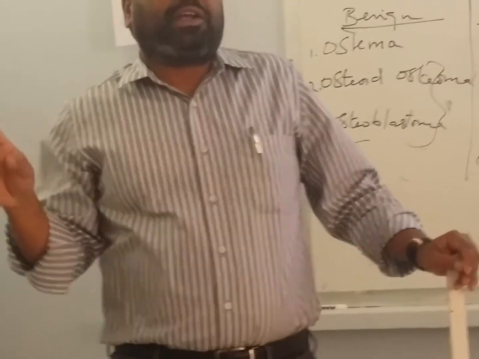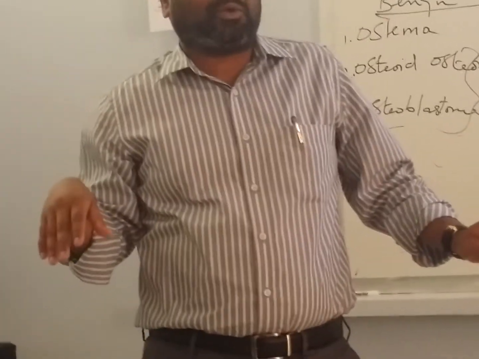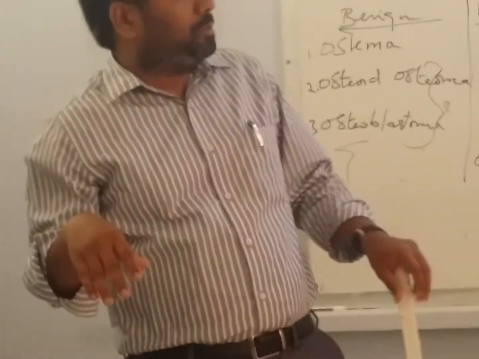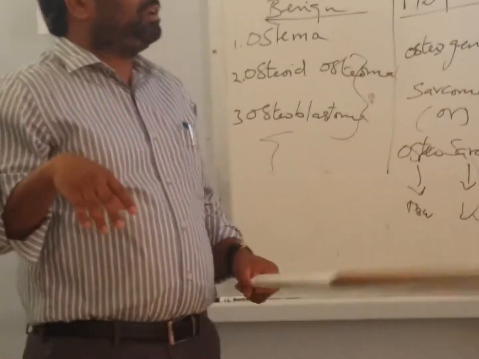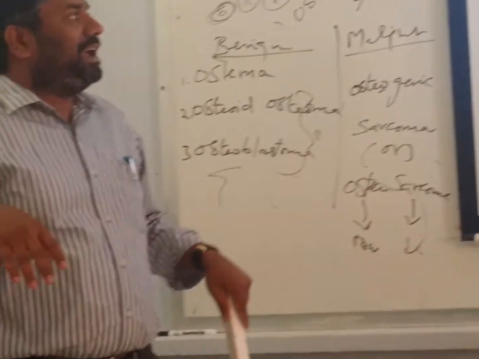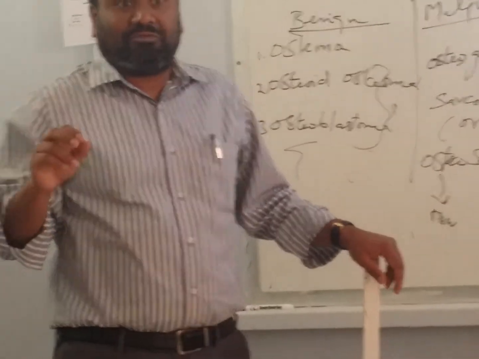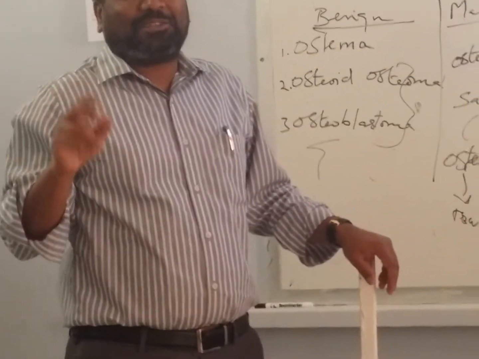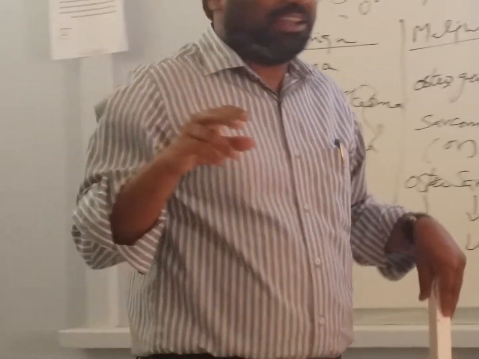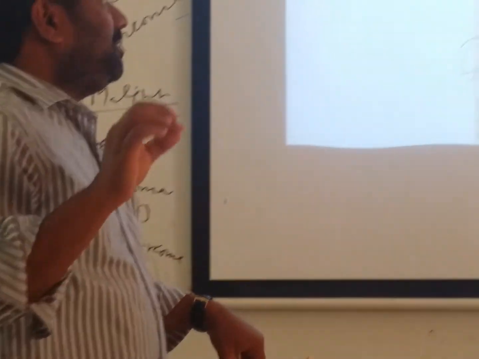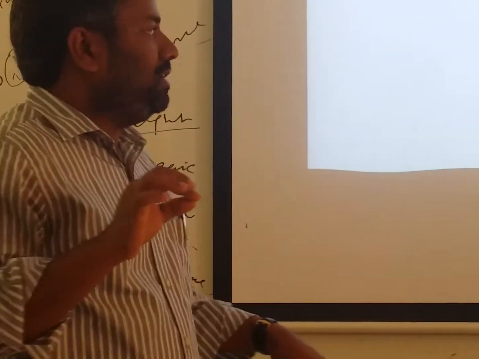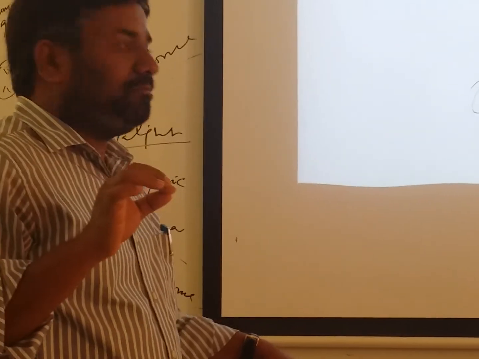So wrist drop is due to injury to the radial nerve in the spiral groove. And one more very important, very interesting clinical condition is explained as Saturday night palsy. What is it called? Saturday night palsy. The name is given because it is very common especially in Western countries, on Saturday.